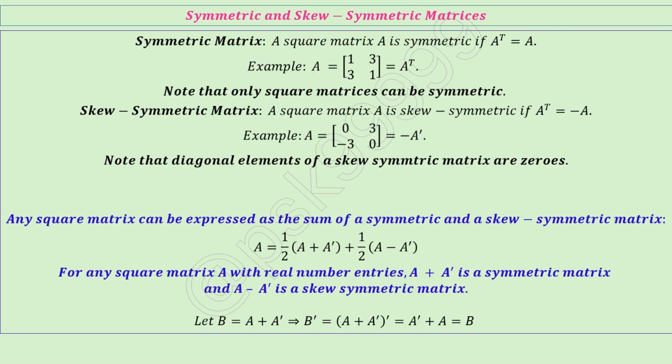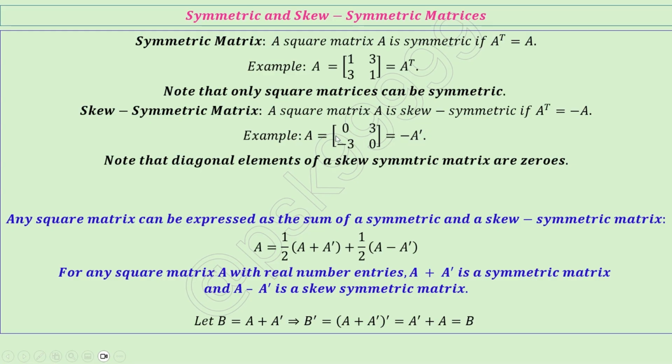Okay. Next. Symmetric and skew symmetric matrix. This is another property of transpose actually. A square matrix A is symmetric, and it is only for square matrices, only if A transpose is equal to A. If you take an example, if A is 1 3 3 1, then A transpose is also the same, correct, which means this is a symmetric matrix. Note that only square matrices can be symmetric. Okay, now skew symmetric matrix. What is a skew symmetric matrix? When A transpose is equal to minus A, or A equal to minus A transpose.